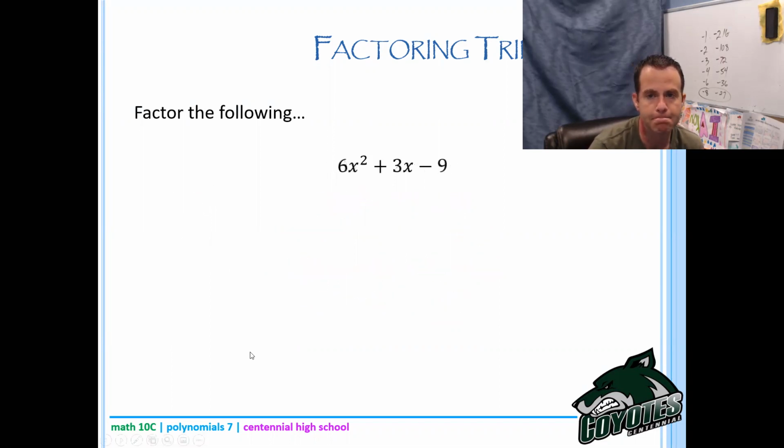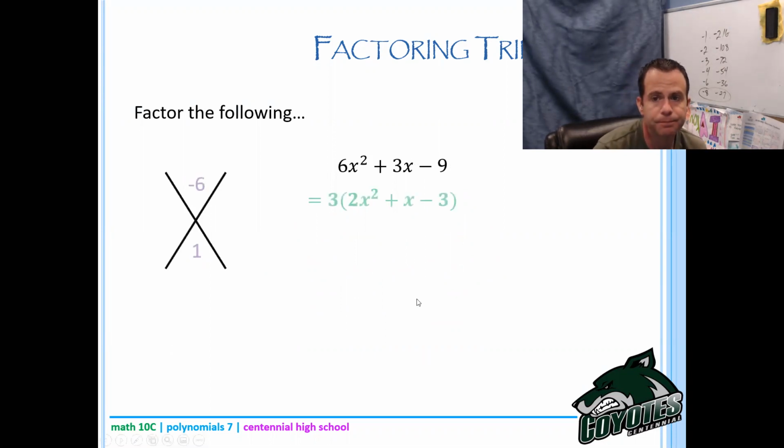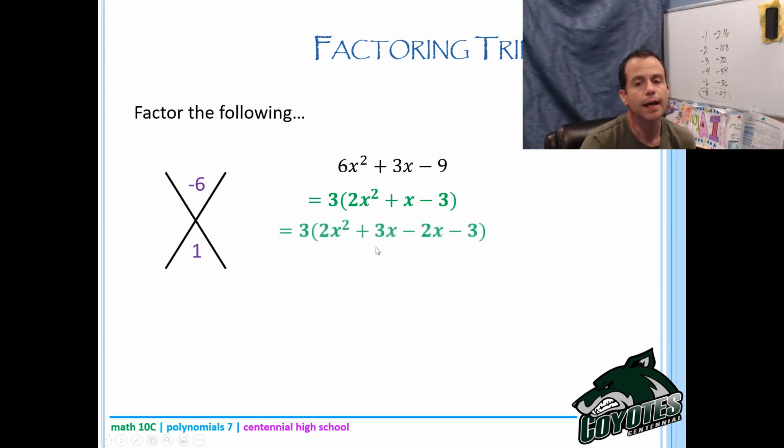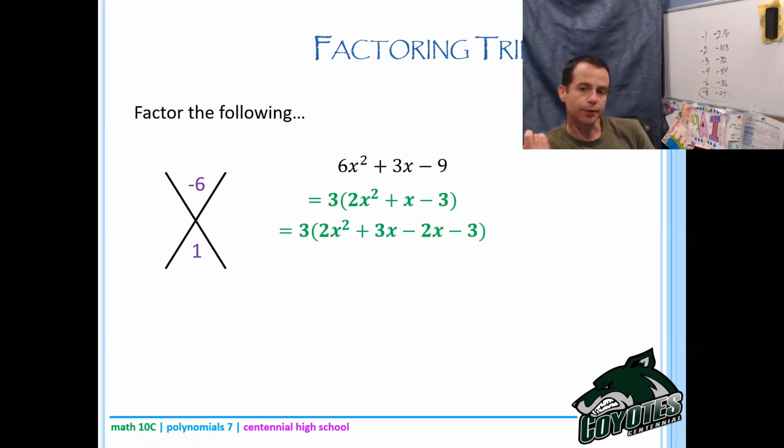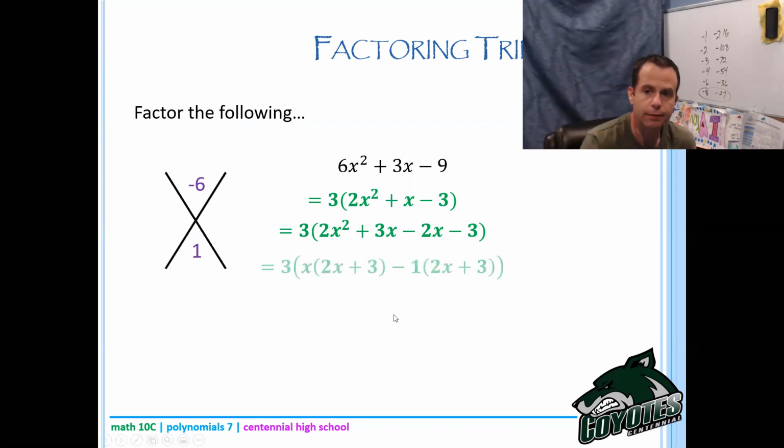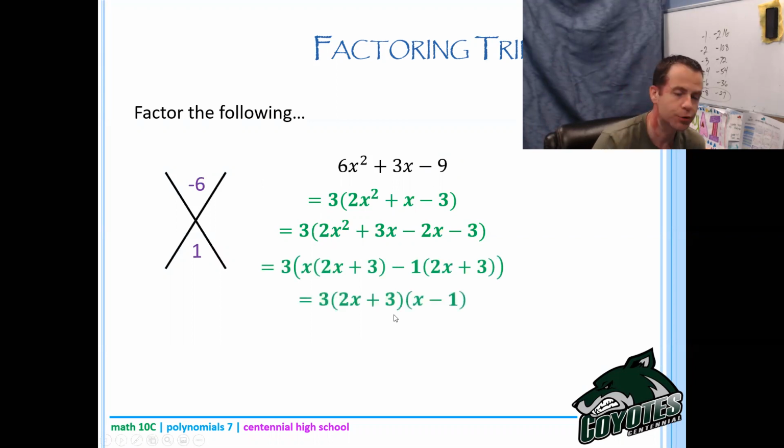Okay. All right, 6x squared plus 3x minus 9. Again, the very first thing I want to ask myself is, do I have a greatest common factor? In this case, it's 3, so I want to take out the 3. Then I'm looking at two numbers that multiply together to give me -6 and add together to give me 1. That ends up being 3 and -2. Factor the front two, factor the back two. Out of the front two, I'm going to take out an x. Out of the back two, I'm going to take out a -1. Final answer should be 3 times 2x plus 3 times x minus 1.